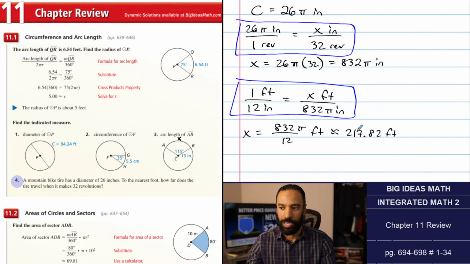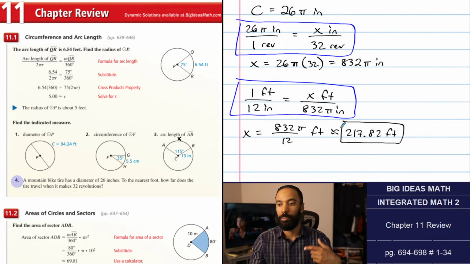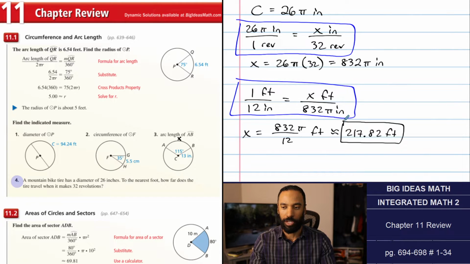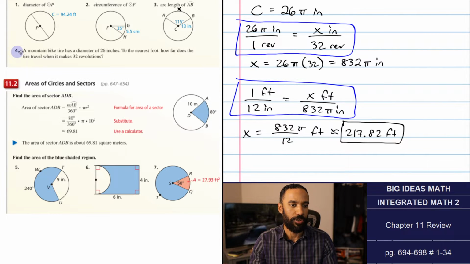217.82 feet. Sounds good. So this tire with that diameter would travel this far after rotating 32 times around, because the circumference is the amount that it travels every time it covers a revolution. All right, that is section 11.1. Let's go to 11.2 on areas of circles and sectors.